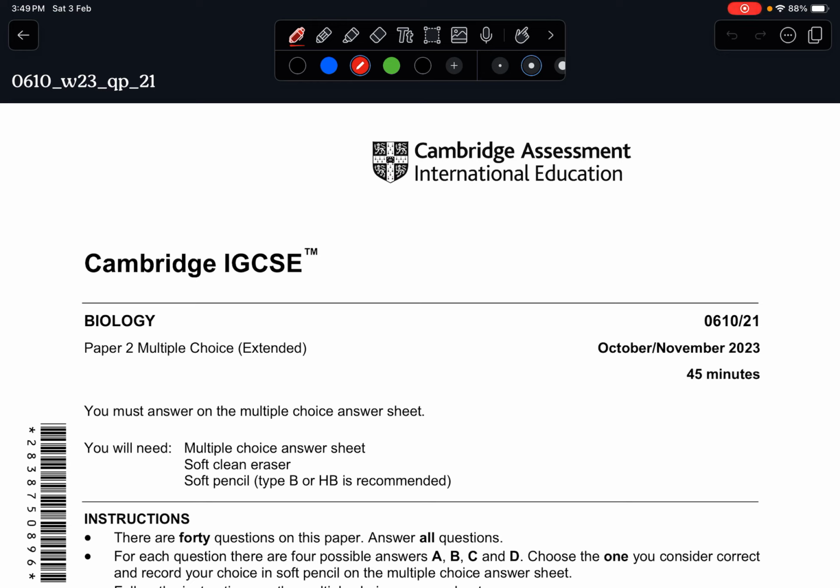So today we are going to attempt the Cambridge IGCSE Biology Paper 2 Multiple Choice Extended, October-November 2023, Paper 2 Variant 1. So there are 40 questions in this paper.